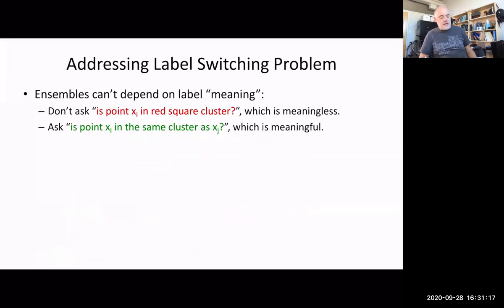You can't ask, is customer i in the frequent user cluster, or is x i in the red cluster? It doesn't make any sense. It's meaningless because of the label permutation problem. But you can ask, are point i and point j, x i and x j, in the same cluster? That is meaningful, and that will be different depending on the clustering. So you can look at, for instance, the proportion of times that x i and x j are clustered together.